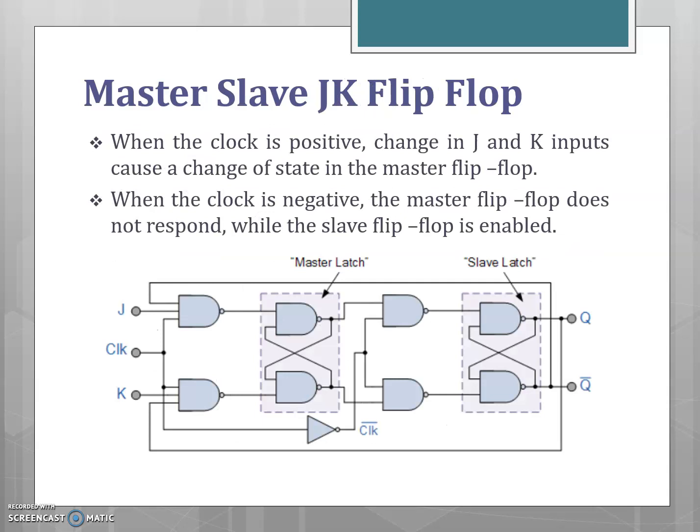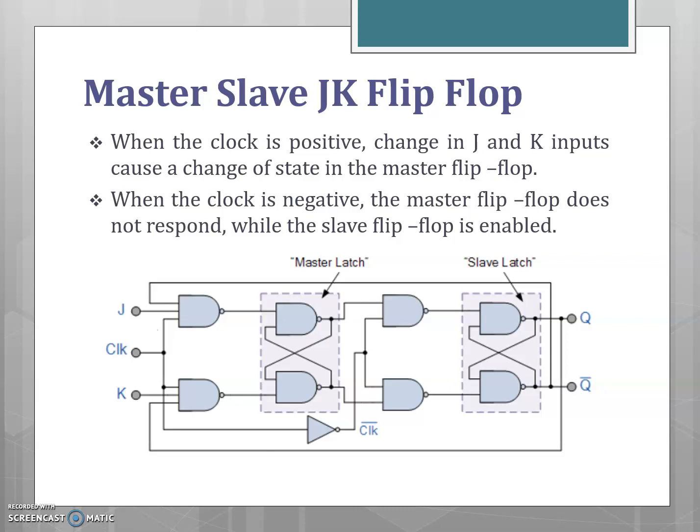Coming to the master slave JK flip-flop. It is a combination of the JK latch and the SR latch. The JK latch acts as the master and the SR latch acts as the slave. The master is positive triggered and the slave is negative triggered since there is an inverter connected in between. So when the clock is equal to 1, the master is active and the slave is inactive. When the clock is equal to 0, the slave is active and the master is inactive.